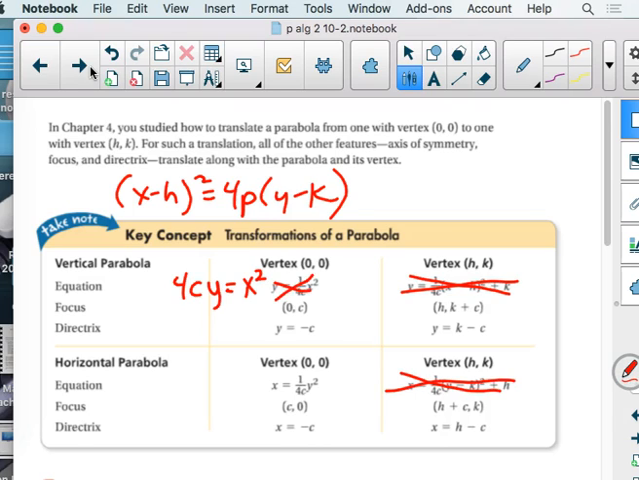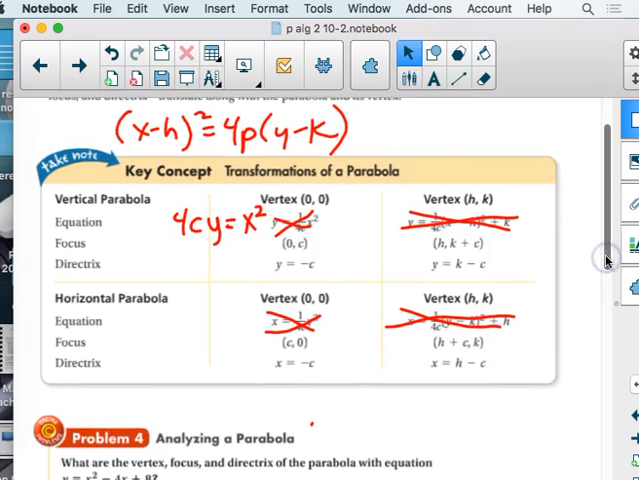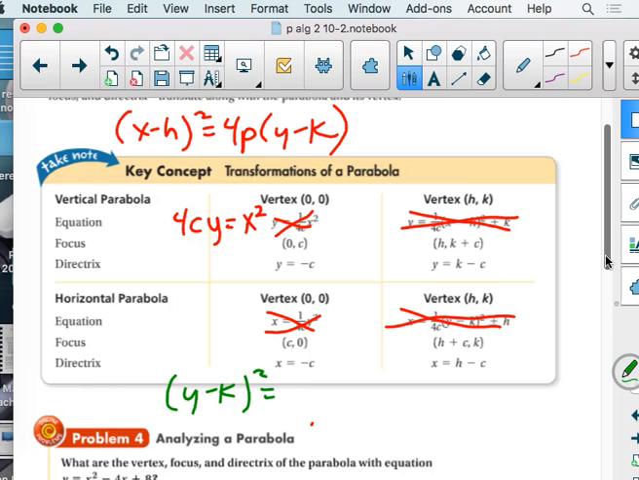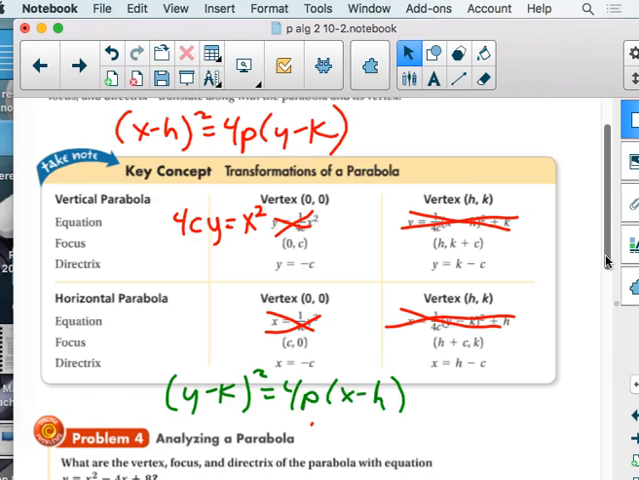And probably cross these off so you don't get confused about that whole 1 over 4c. If we have a vertical parabola, x minus h squared equals 4p times y minus k. If we have a horizontal parabola, well then the x's and y's switch positions. So that'll be y minus k squared equals 4p times x minus h.